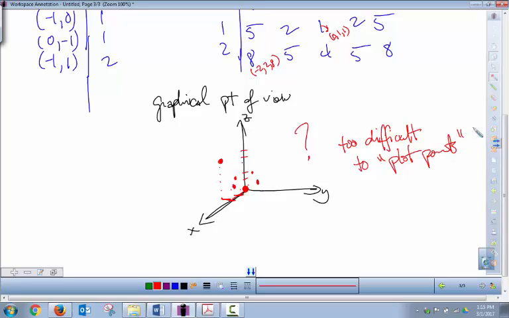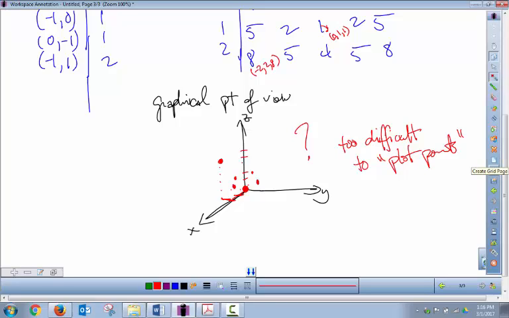Let's rewrite our function, z is equal to f of x, y. So it's too difficult to just plot points unless you have a computer that can plot a whole bunch of points, and then you'll get to see the shape.